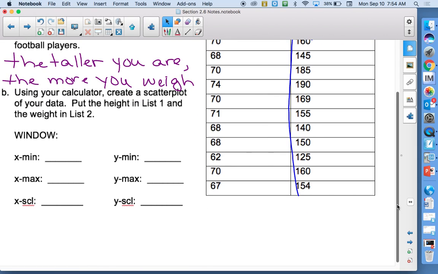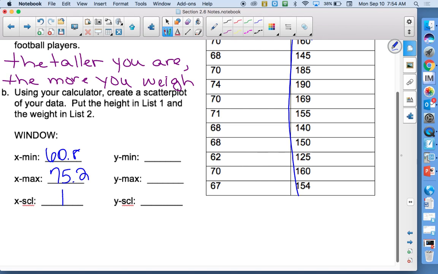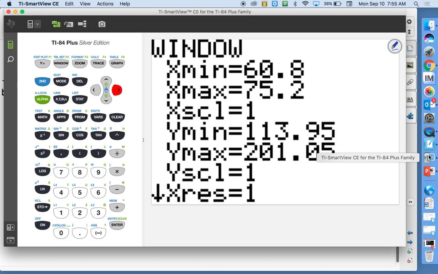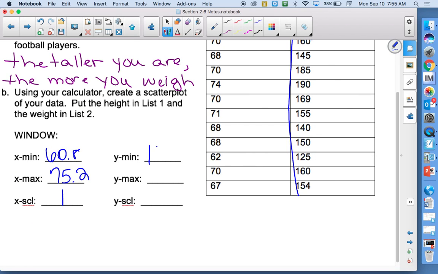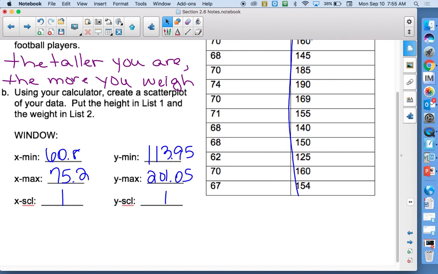So that's where we would put the 60.8, 75.2, there was a 1 here, I think the next one was 113. Like 95, 201.05. And then that was 1. Any questions?